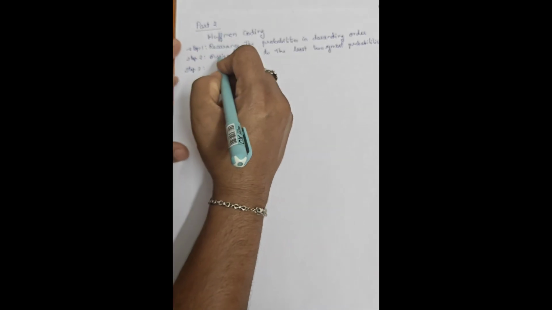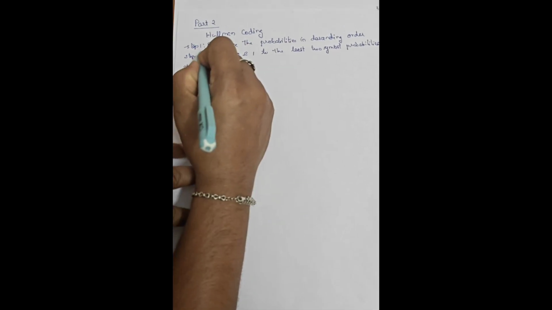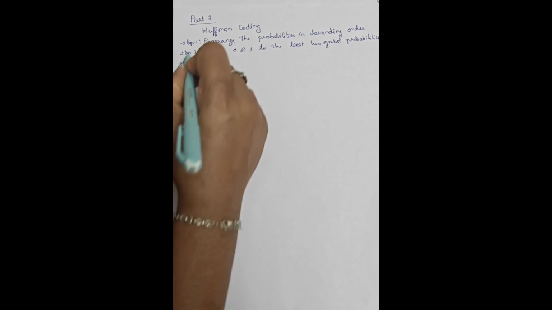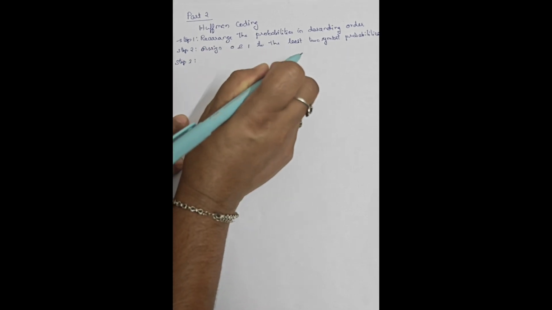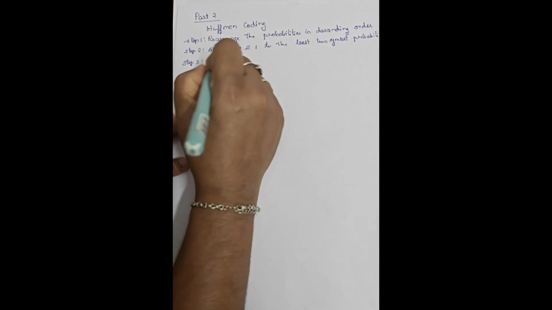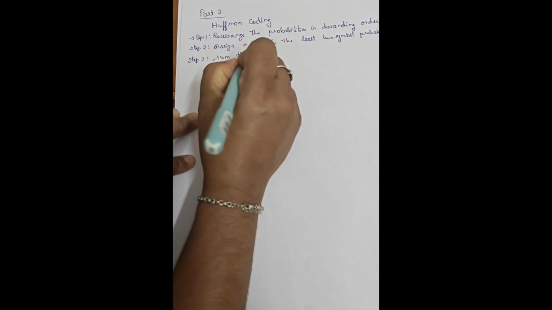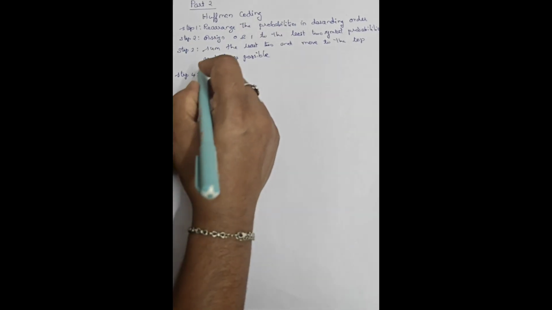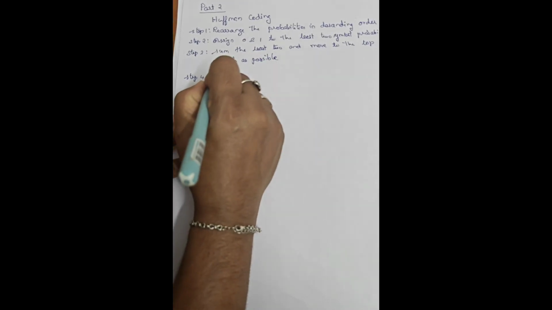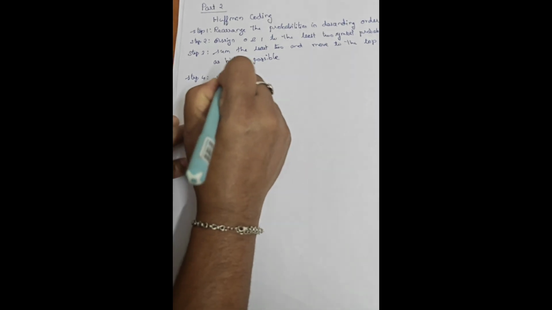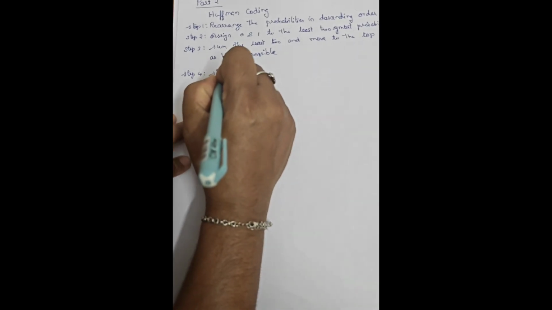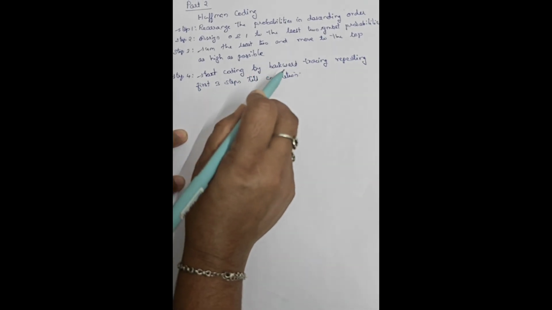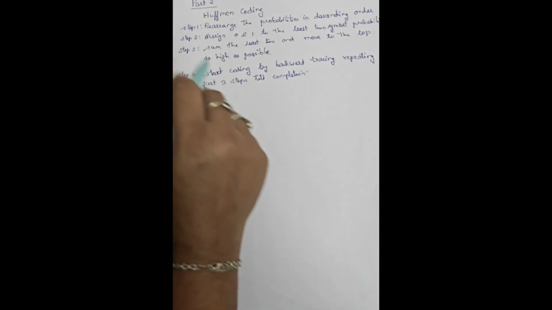First let us see the procedure for making the Huffman code. The first step is to rearrange the probabilities in descending order. Then assign 0 and 1 to the least two probabilities. The third step: sum up the least two probabilities and move the sum to the topmost position. Step 4: start coding by backward tracing, repeating the first three steps until completion.